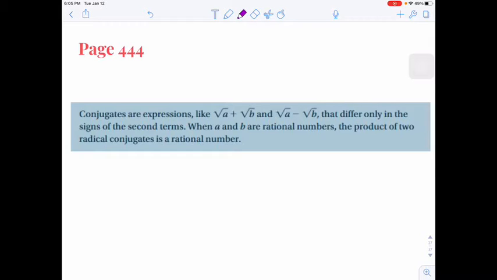Section 6.3, example 5 on page 444. We have conjugates, which are expressions like the square root of a plus the square root of b and the square root of a minus the square root of b that differ only in the signs of the second term. When a and b are rational numbers, the product of two radical conjugates is a rational number.